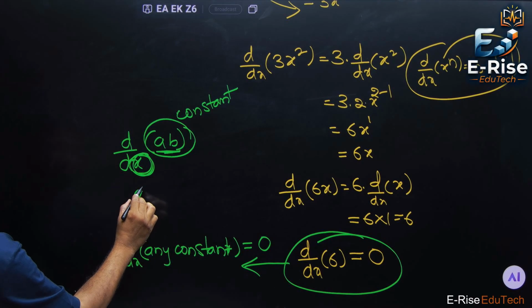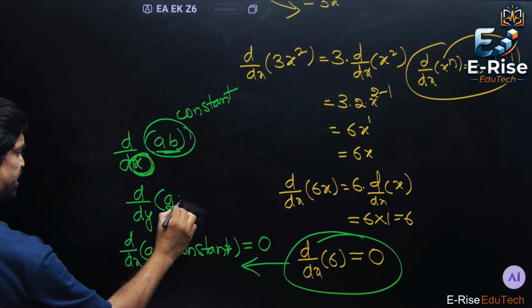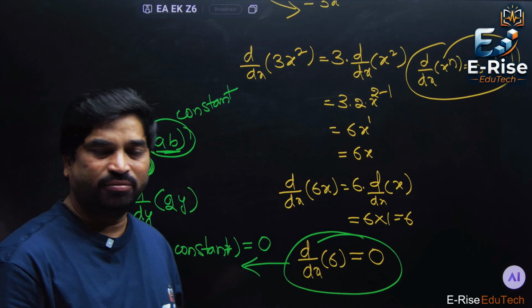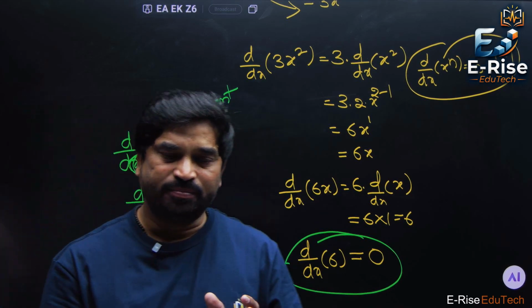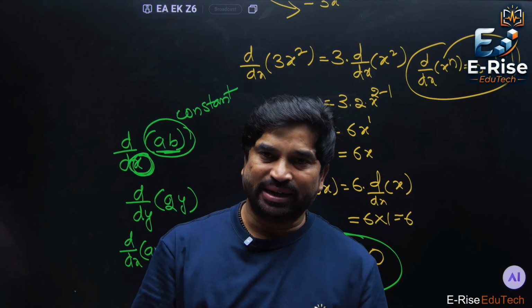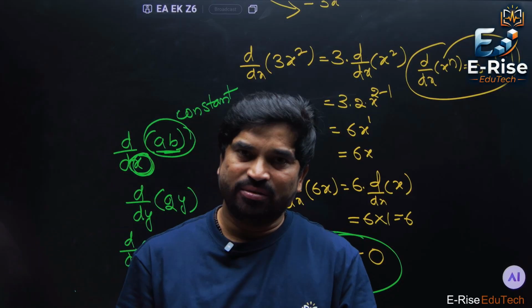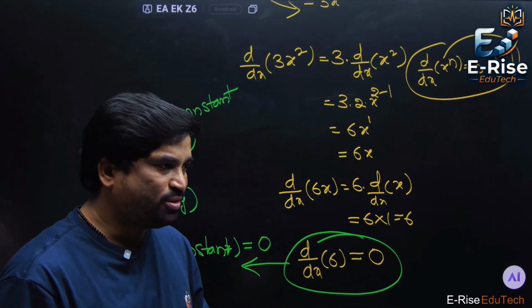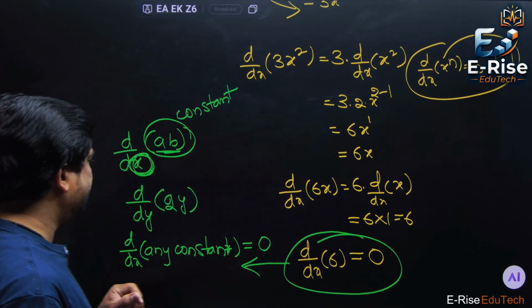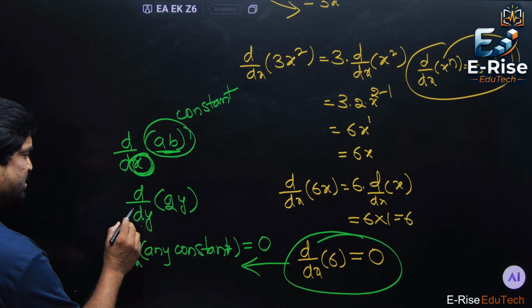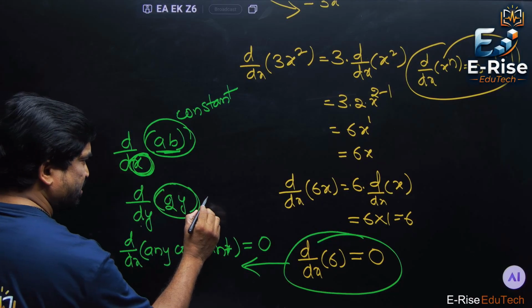Suppose d by dy of 2 into y: is it a constant or a variable? Actually, what is a constant, and what is a variable? A constant is a fixed value; a variable changes. Suppose x, y: their values may change. In some questions for x you get something and for y you get something. But a fixed value, 2 is 2, 3 is 3, that's called a fixed value, that's called a constant. So here d by dy means differentiation with respect to y, and y is there in the given equation. This is not a constant.